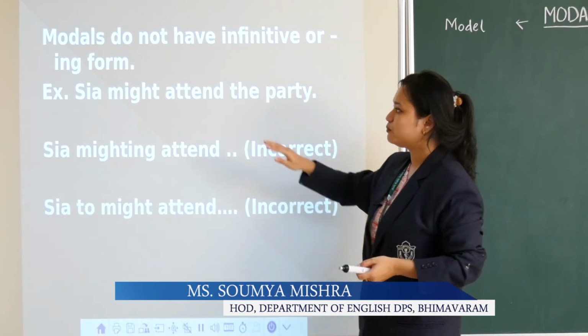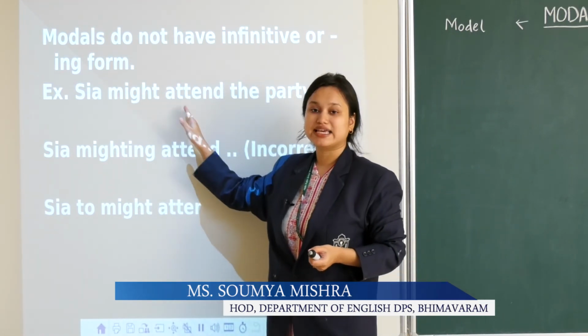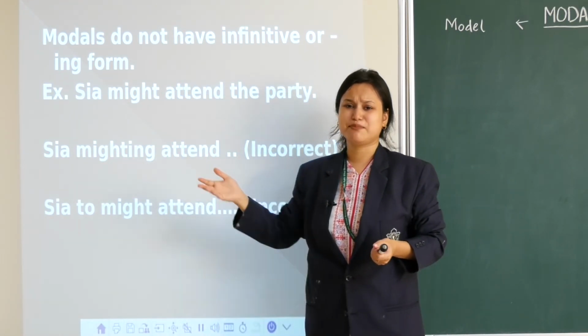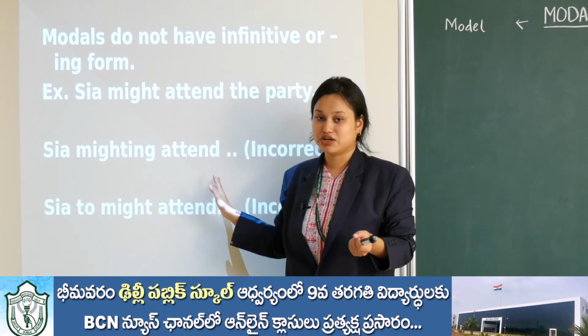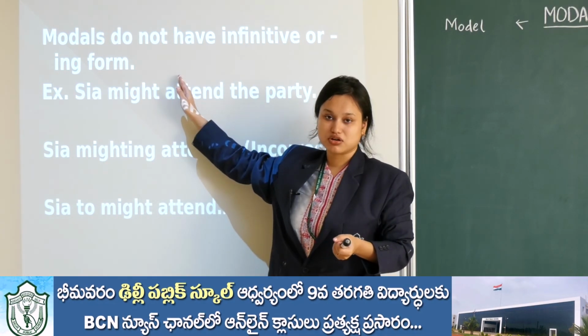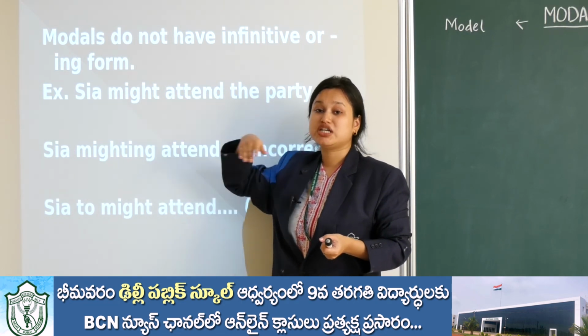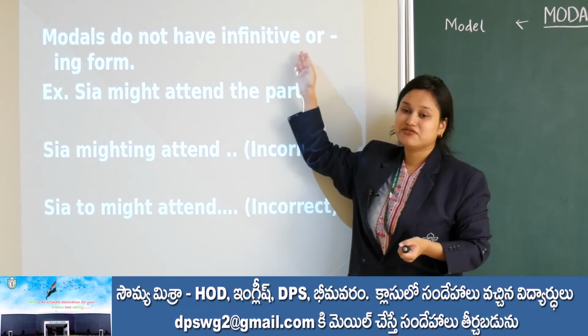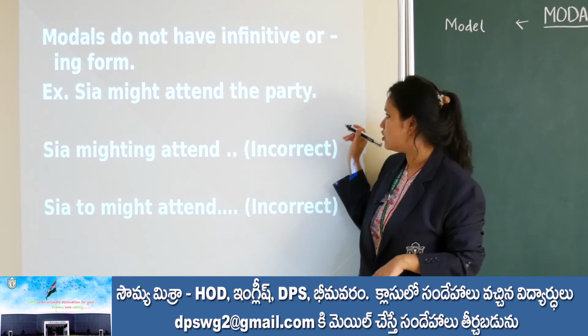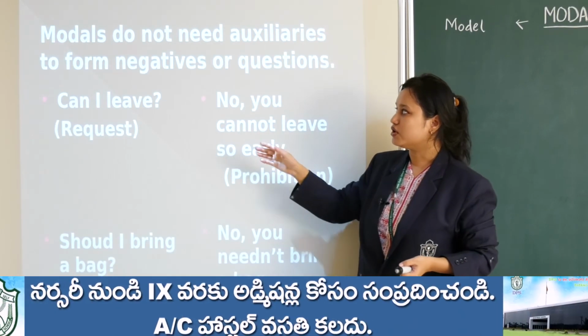Next one, modals do not have infinitive or ing form. So I cannot say mighting. I cannot say she mighting come, it mighting rain. So ing form is not there. And to, so she to might come, can I say? No, incorrect, okay. So that is what it means: infinitive and ing form are not there with the modals.